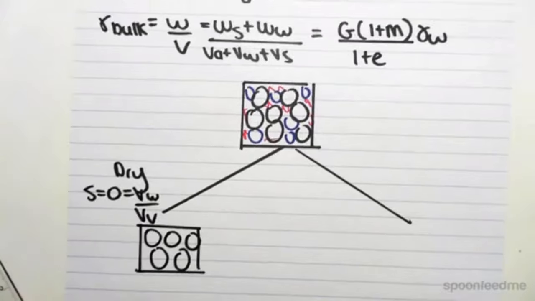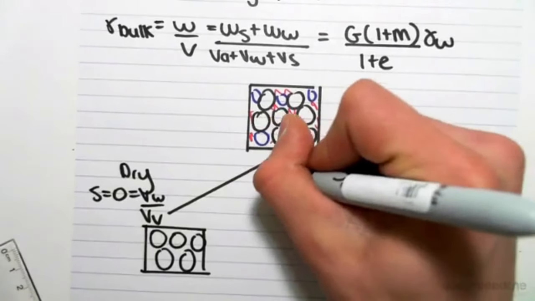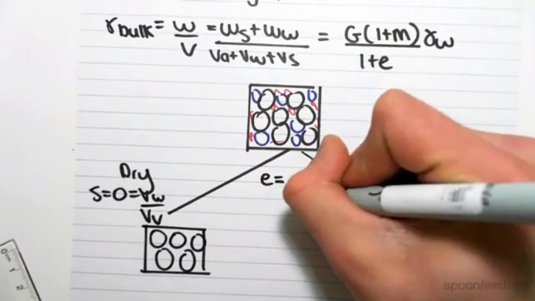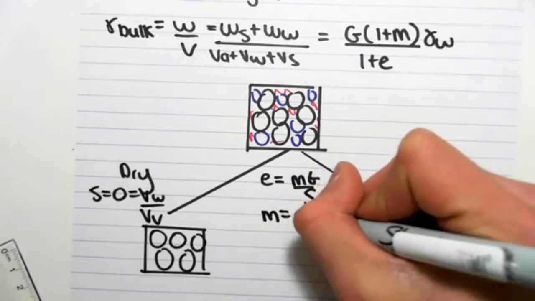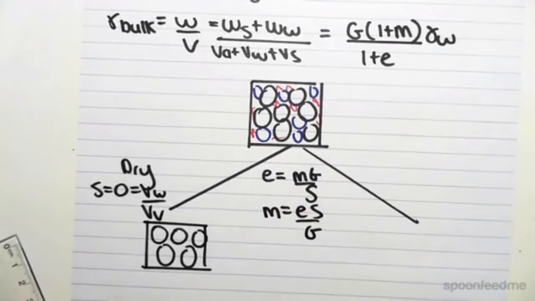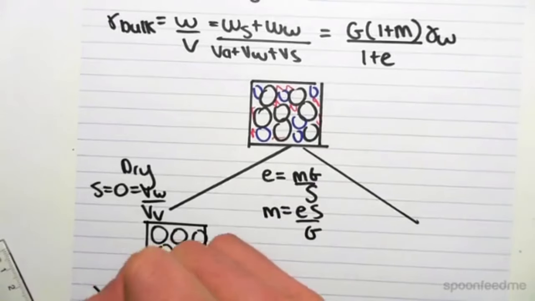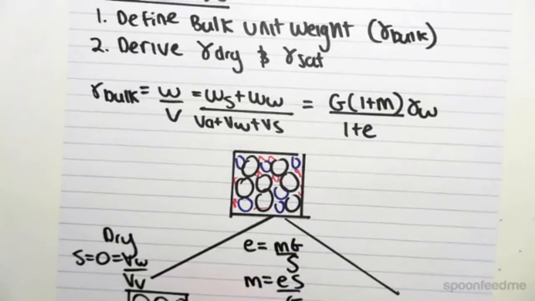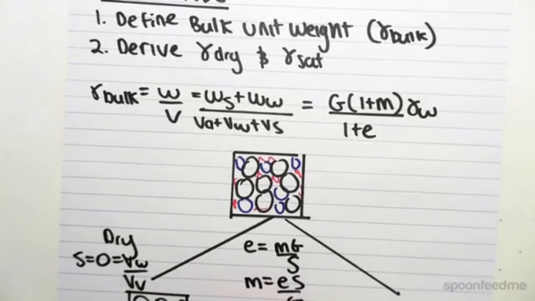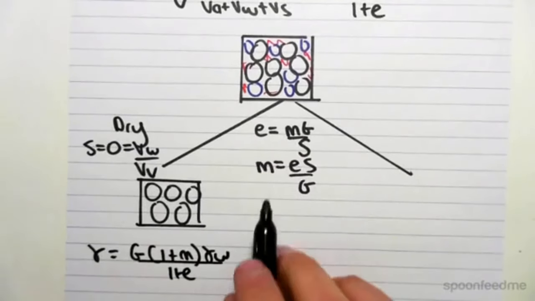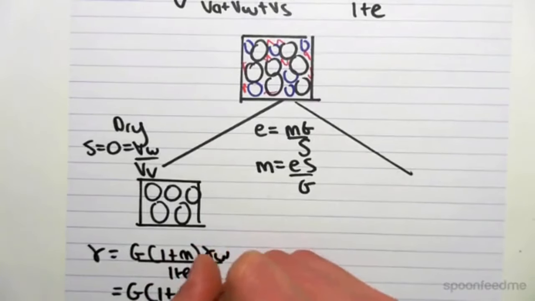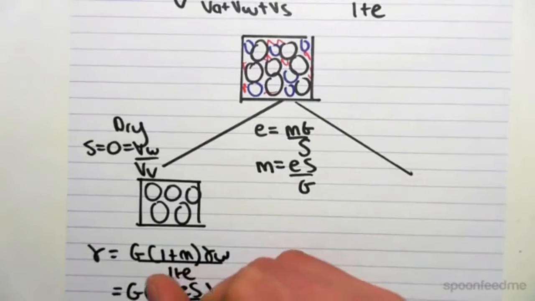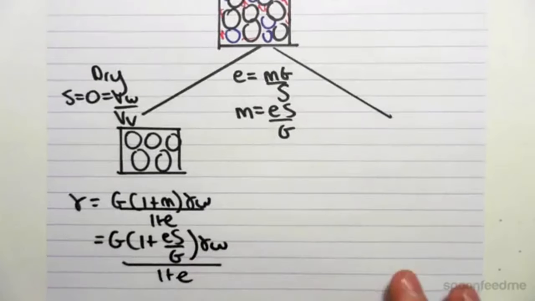We also know this relationship where e equals mG on S. We saw this one in the previous video and I said it's very important. We can rearrange this in terms of m, so we get m equals eS on G. Now watch this. Our unit weight, as we saw before, at any point is given by G times 1 plus m, gamma W on 1 plus e. I'm now going to substitute in for m, so I get G times 1 plus eS on G, gamma W on 1 plus e.